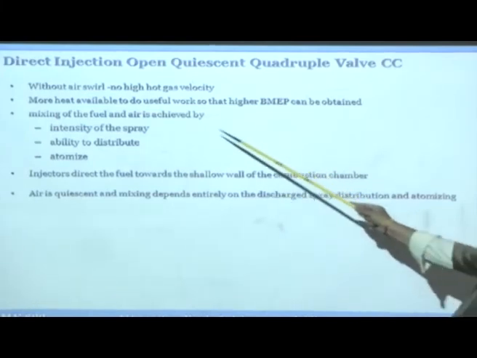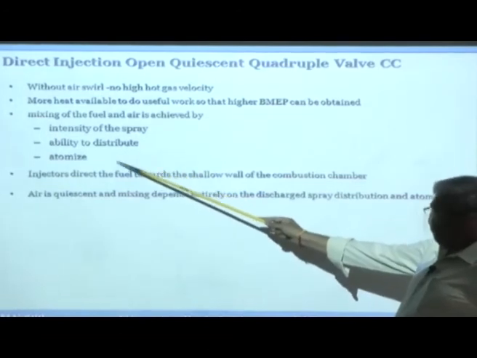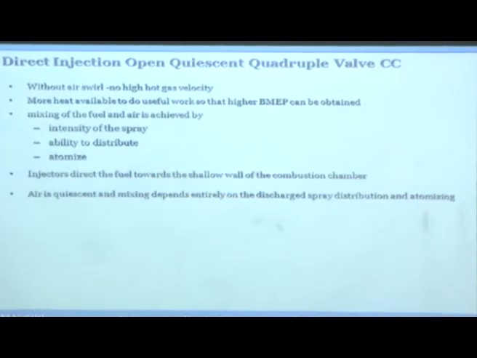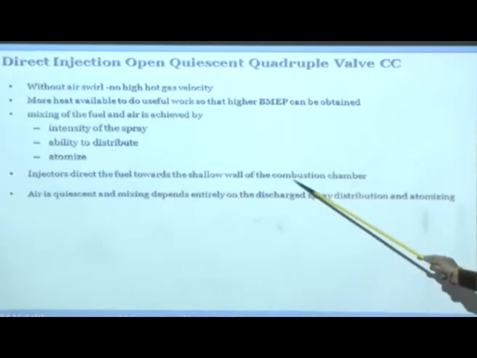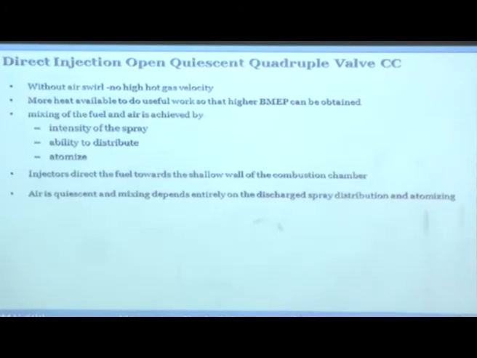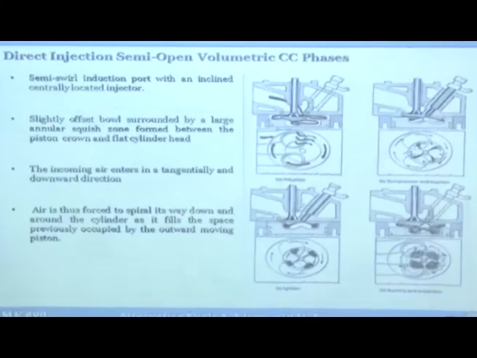So mixing of the fuel and air is achieved by the intensity of the spray, by the ability to distribute the spray in the entire combustion chamber, and by finally atomizing the spray. The injector directs the fuel towards the shallow walls of the combustion chamber. I told you these are very shallow walls. The injector is directing the spray in this direction. Air is quiescent, there is hardly any turbulence, and mixing entirely depends on the discharge spray distribution and atomization.